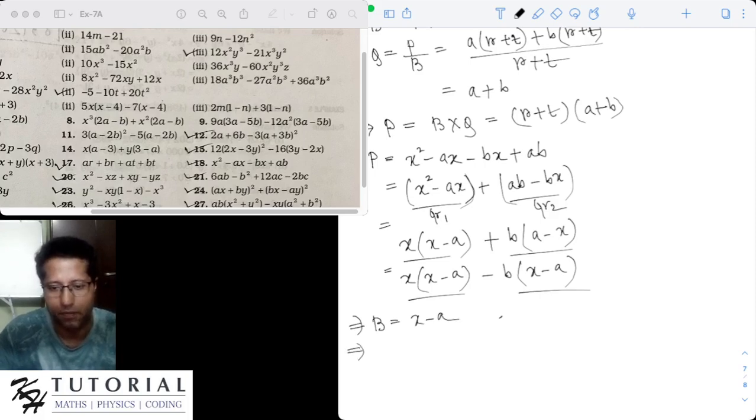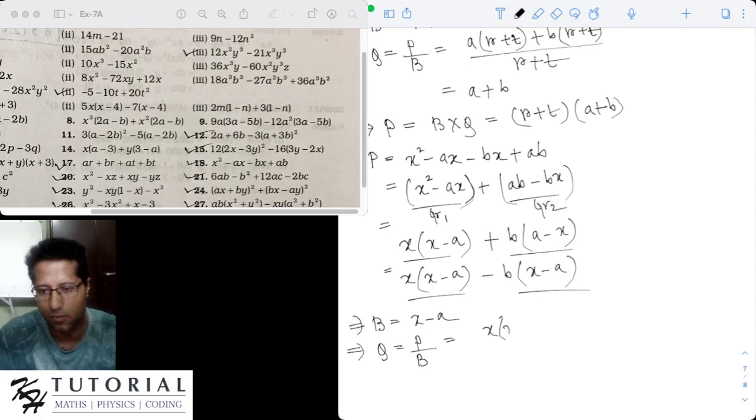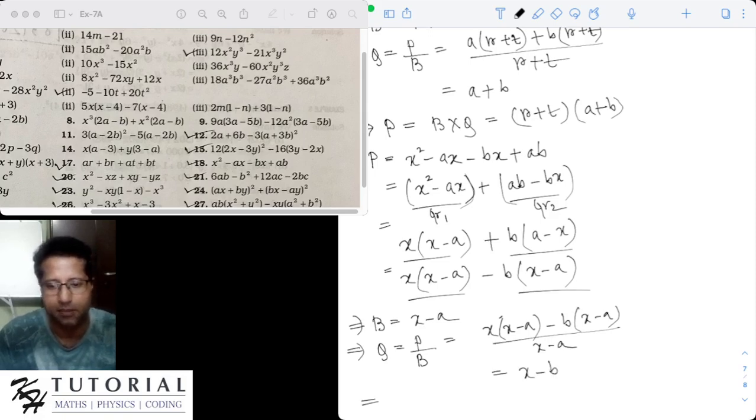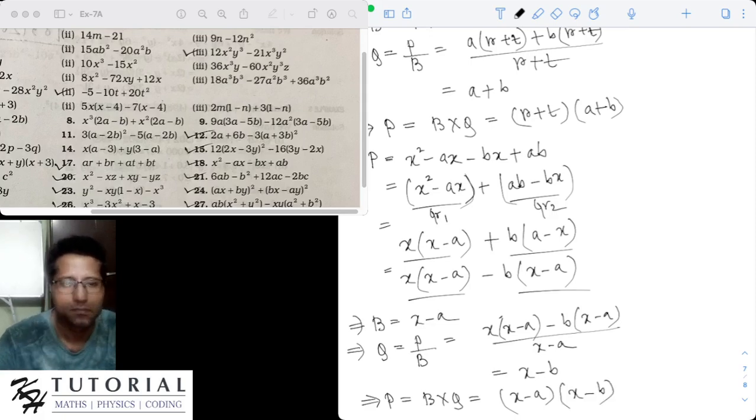And now we will find q, which is equal to p divided by the common factor, which becomes x into x minus a minus b into x minus a, divided by x minus a, which becomes x minus b. And hence the factorization of the polynomial p becomes the common factor into q, which is equal to x minus a multiplied by x minus b. Okay.